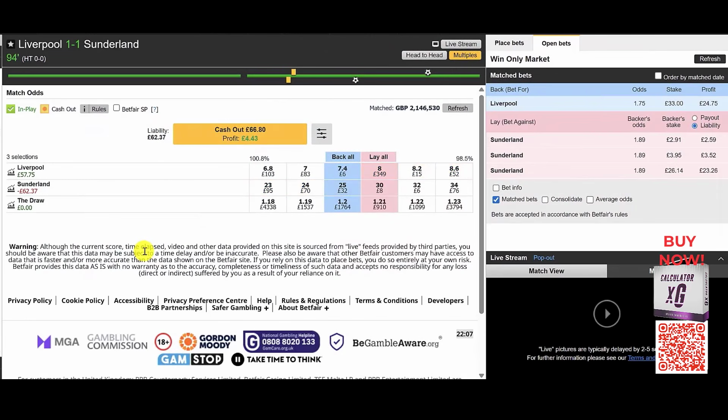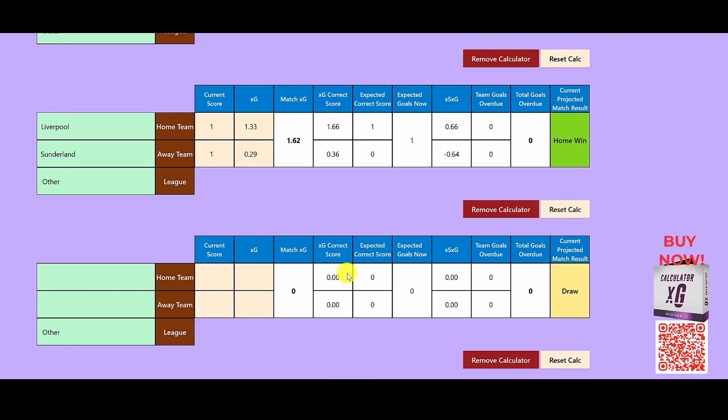So we're deep into injury time on this one. Doesn't look like Liverpool are going to get the goal that they're looking for, and they probably actually deserve. It's Liverpool 1, Sunderland 1. If this remains this way, then yeah, we're just going to break even on the draw. That's absolutely fine. We've made profits on the goal markets.